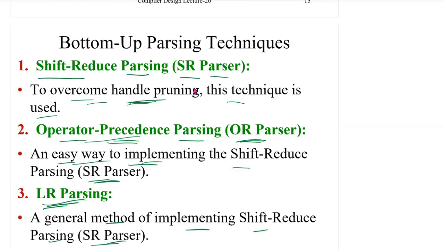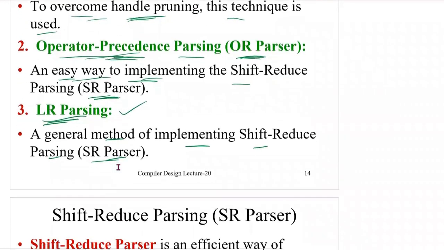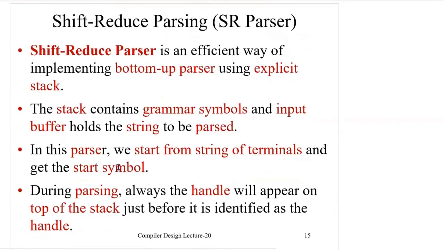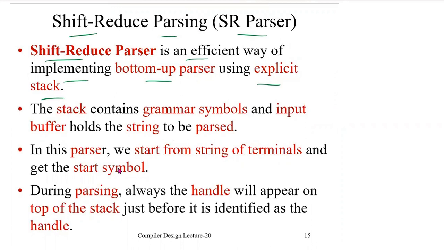As per our syllabus, we will discuss the shift reduce parser and the LR parser. The operator precedence parser we won't discuss. These are all the various bottom-up parsing techniques. Now in this lecture we will continue with the shift reduce parser. Shift reduce parsing, also called the SR parser, how do we define it? This is an efficient way of implementing a bottom-up parser using an explicit stack, like our predictive parser. This shift reduce parser also uses an explicit stack.